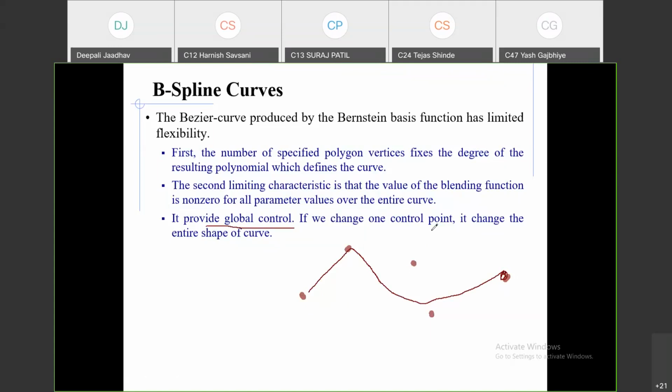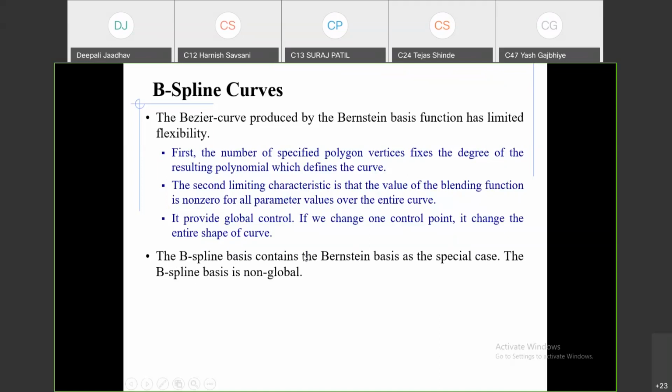If we change one control point, suppose I change this control point from here to here, then in that case it changes the entire shape of the Bezier curve. If I change this point from here to here, then the curve will be like this. It changes the entire shape of the curve, meaning it has global control. If we change any one control point, the entire shape of the curve changes. That is the next limitation of the Bezier curve. So to avoid this limitation, the B-spline curve is used.